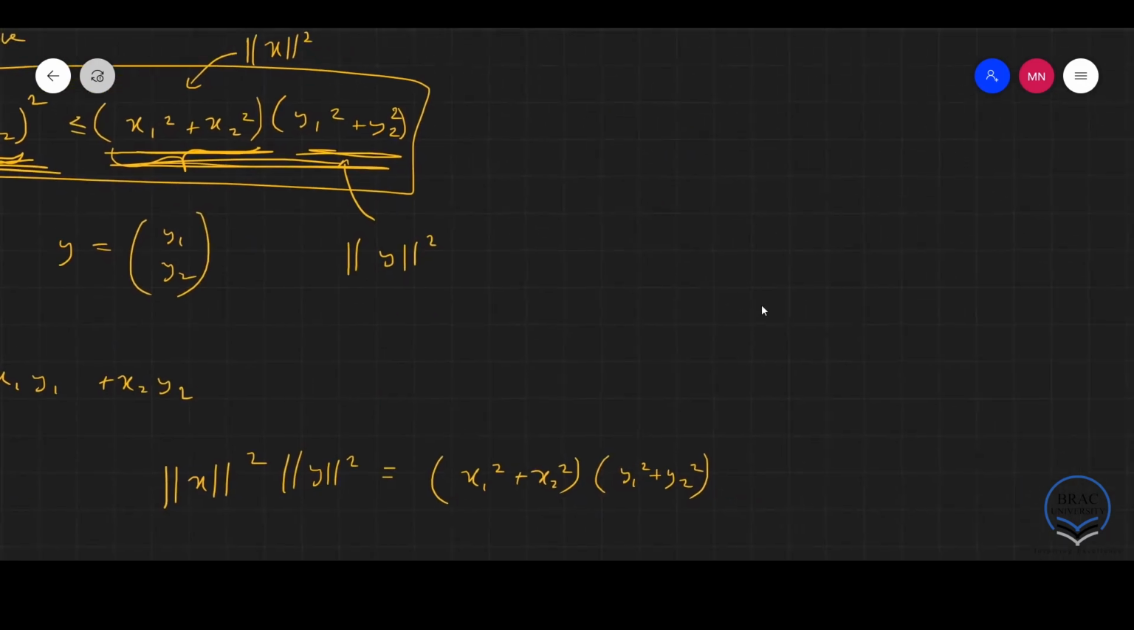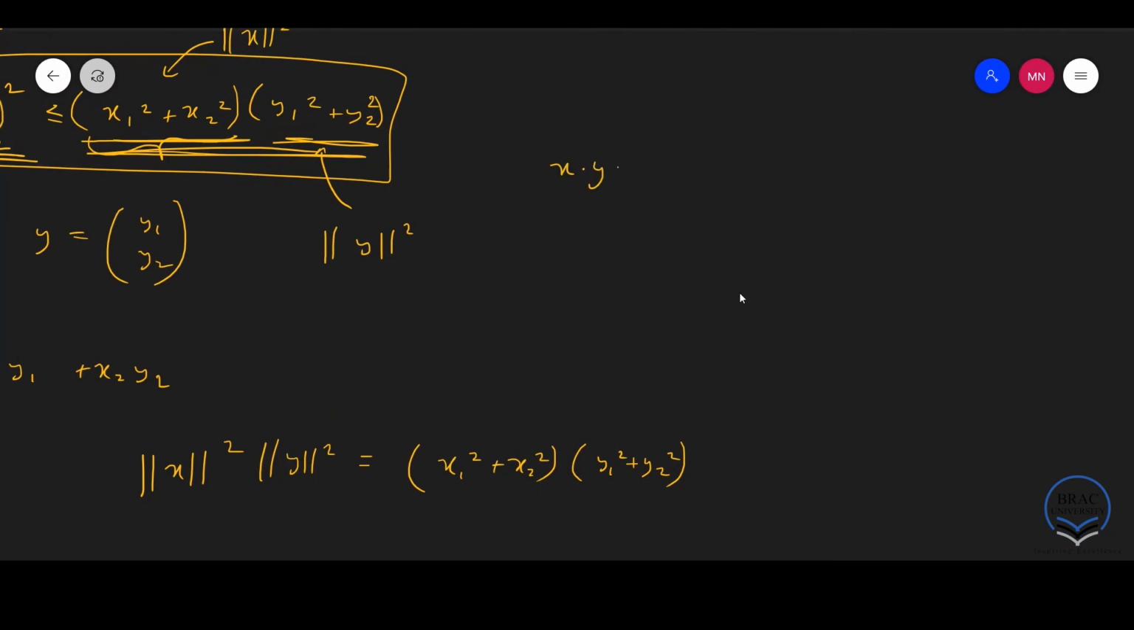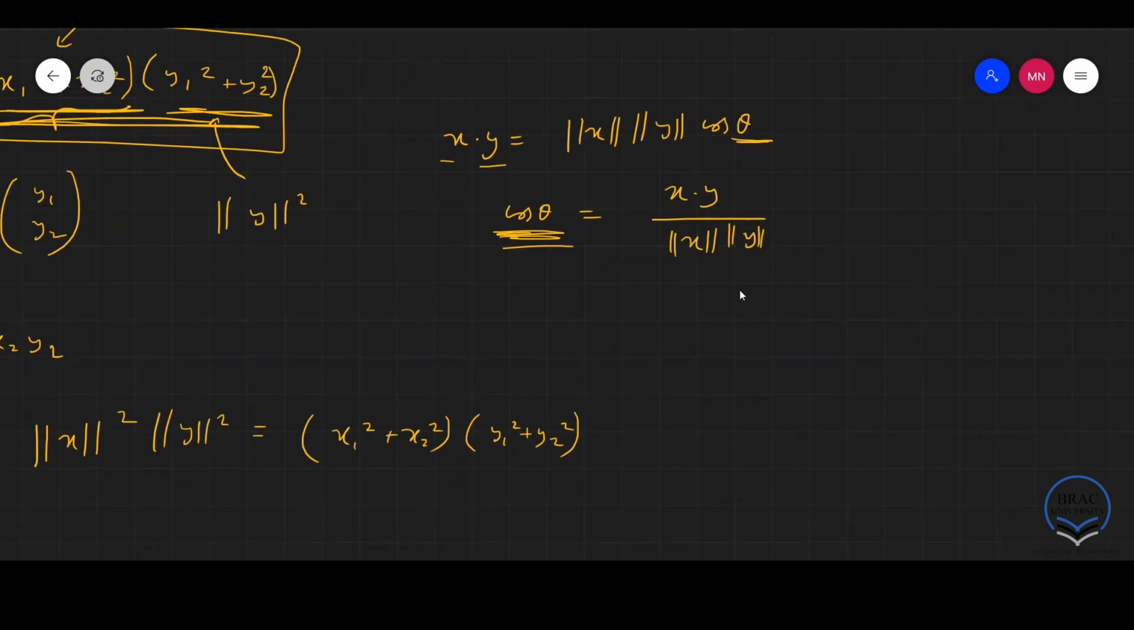And we've also shown that the dot product of these two vectors can also be written as the magnitude of x times the magnitude of y times the cosine of theta, where theta is the angle between these two vectors, right? And we can rearrange this for cosine of theta, which will be x dot y divided by the magnitudes of x and y, right? So now, what is the maximum and minimum value of cosine that we can have? For this cosine function, we know that the maximum value will be 1 and the minimum value that it can have is minus 1, right?